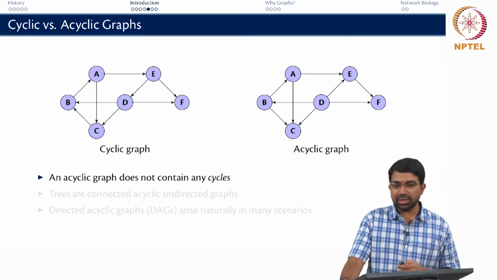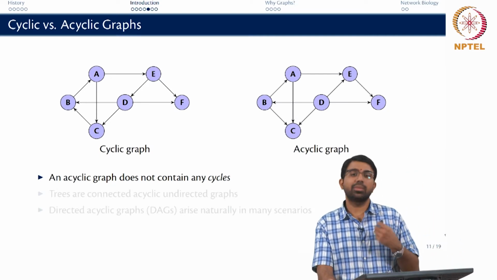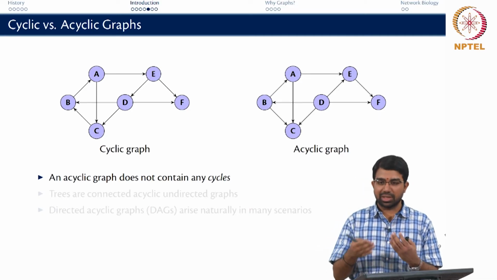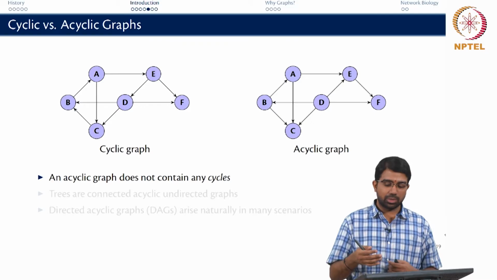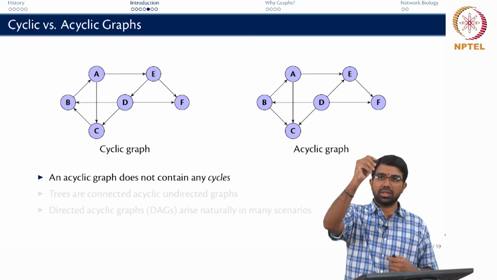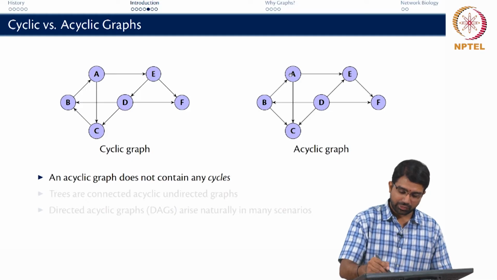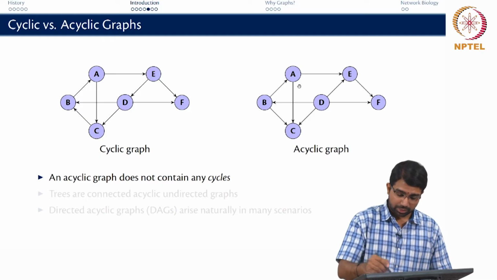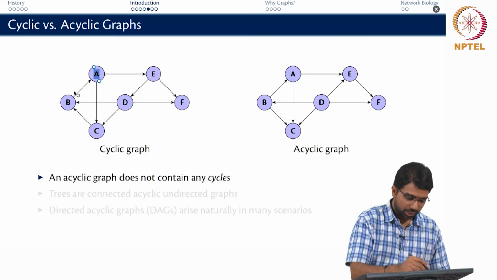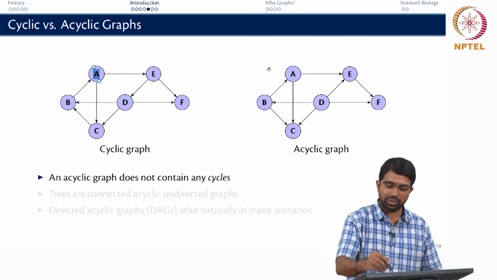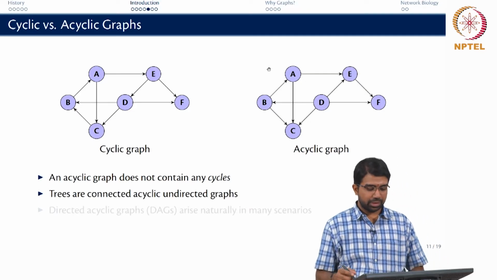And then you have cyclic graphs. You can imagine that metabolic networks will be cyclic. You have several cycles like the tricarboxylic acid cycle and so on. So, you will see that there is a path from a node to itself. You start at A on this graph, you go to C, you go to B, you can come back to A, whereas in this graph you find that there is no such path from A to itself.